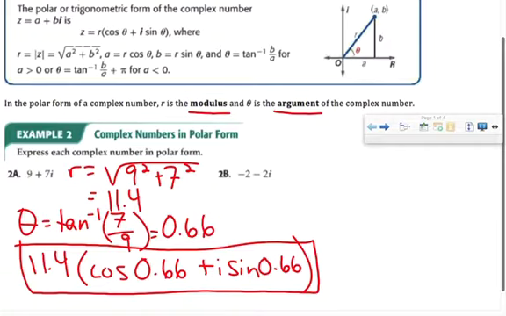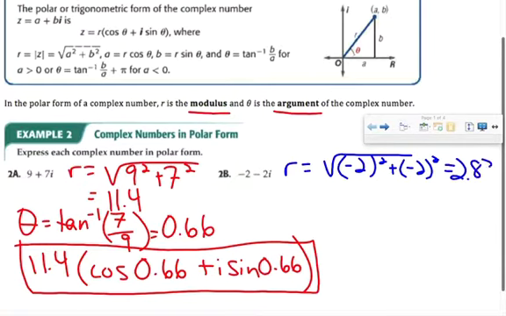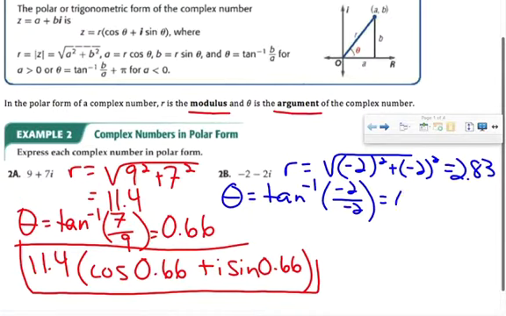Part B, same exact idea. Find the r value. It's the square root of -2 squared plus -2 squared, which is the square root of 8, which is 2.83. My theta value is going to be the inverse tangent of -2 over -2, and that is 0.79.